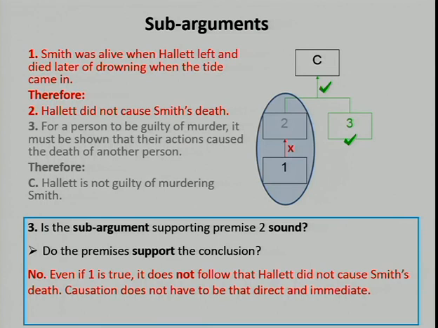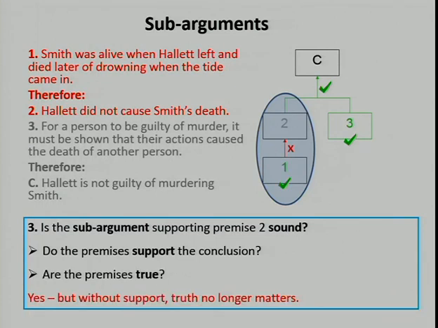And again, start with support. That's exactly the same thing, just now for a different part of the argument. And there we can say, in that case, there's no real support. You can cause the death of somebody even if they're still alive when you leave, so that doesn't really hold. So support in this case is not given. The argument fails. Is premise 1 true? Let's say it is. Doesn't really matter though, because even if it was, it wouldn't support the sub-conclusion, right?